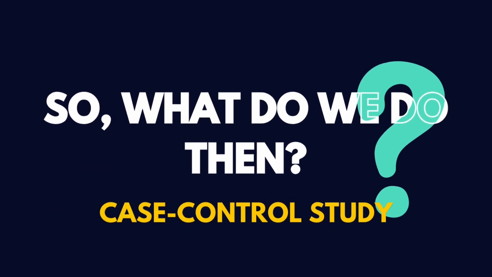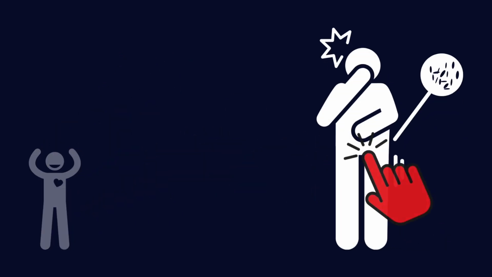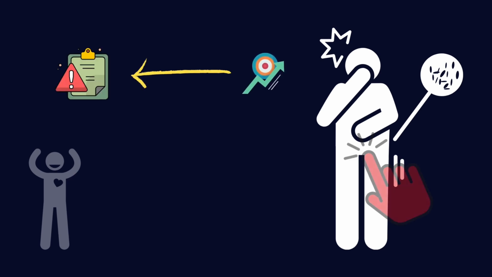This is where the case control study comes in. Instead of starting with disease-free individuals and following them over time until outcomes occur, in a case control study, we start with individuals who have already developed the outcome and trace back to see what exposures they had.